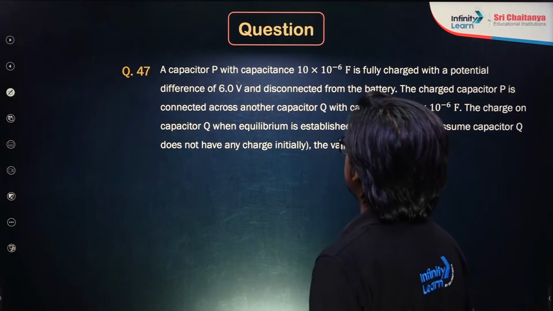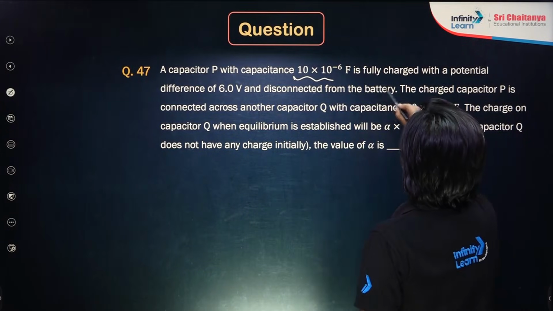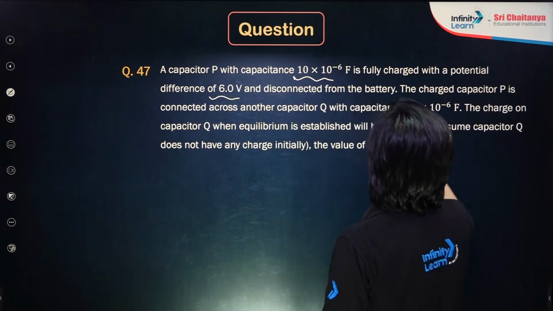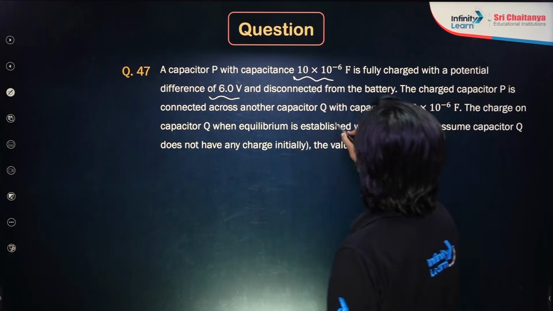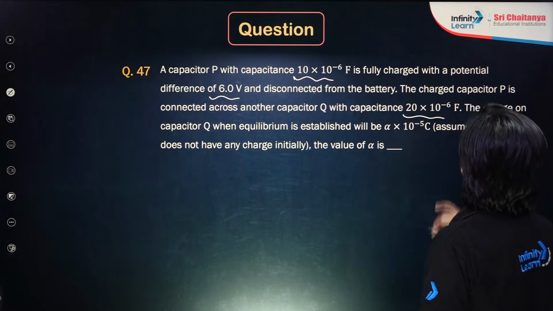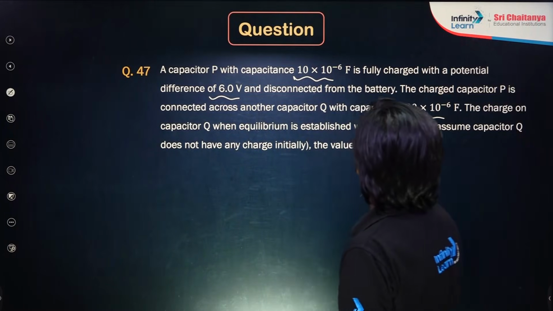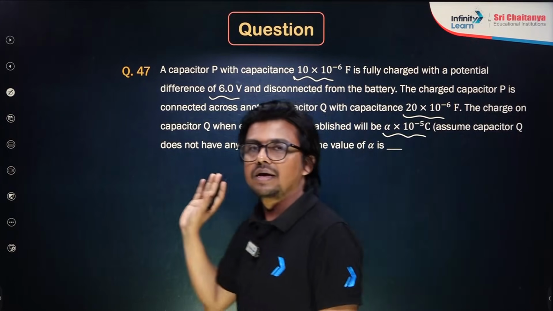Now there is a capacitor P with capacitance 10 into 10 raised to the power minus 6 farad, fully charged with a potential difference of 6.0 volt and disconnected from the battery. The charged capacitor P is connected across another capacitor Q with capacitance 20 into 10 raised to the power minus 6 farad. The charge on the capacitor Q when equilibrium is established will be alpha into 10 raised to the power minus 5. What is the value of alpha?